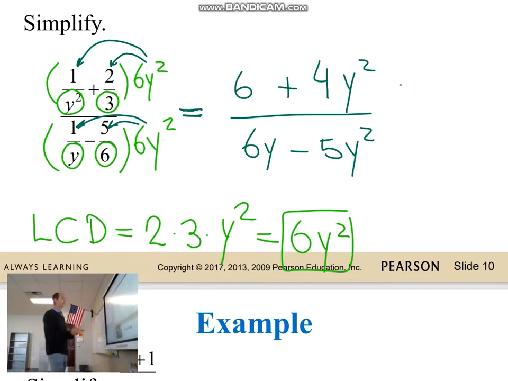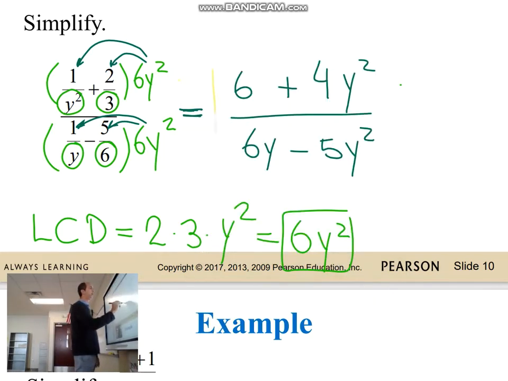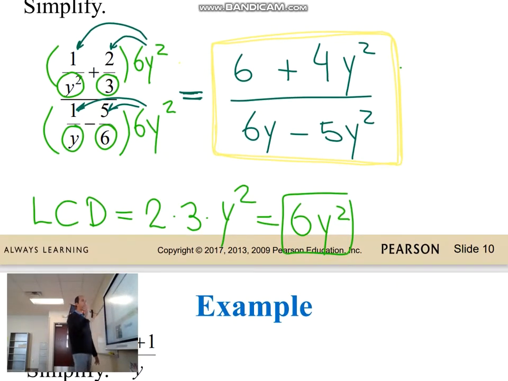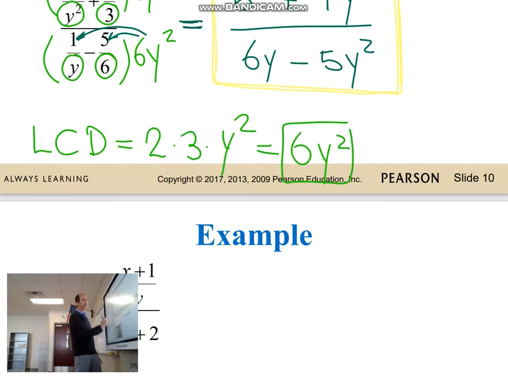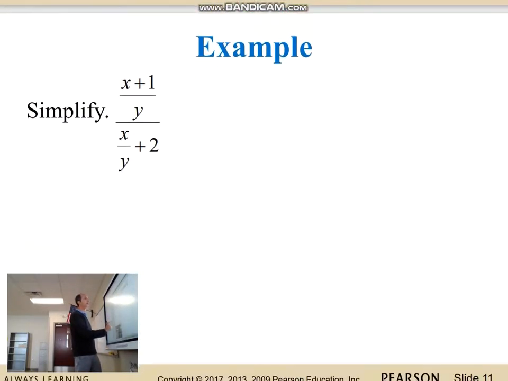That's the answer. This is the final answer. So you can use method 1, you can use method number 2. It's up to you. You decide. You find out which method is the best for you, is the best for the situation, and then you apply.